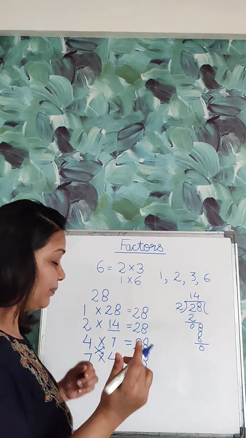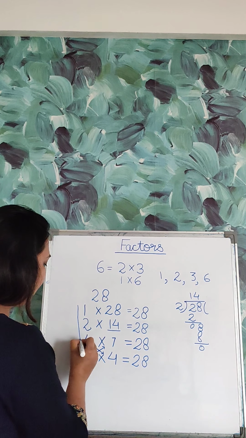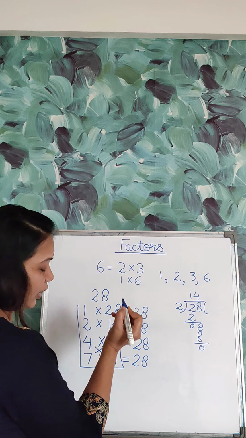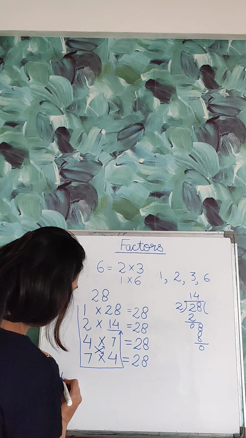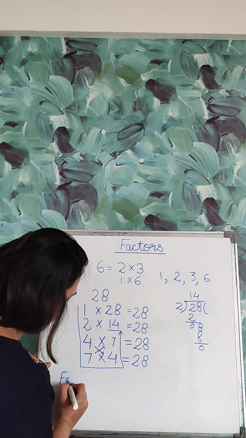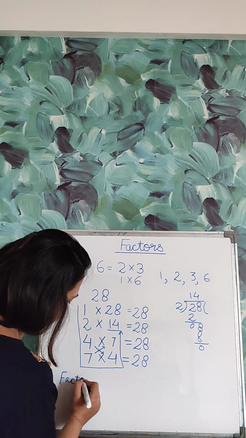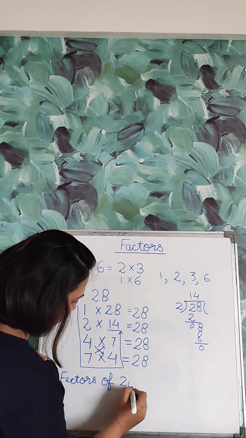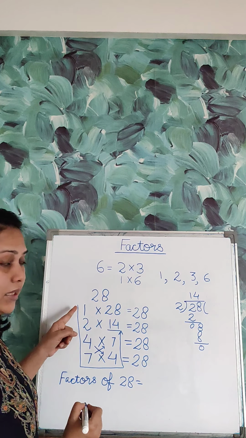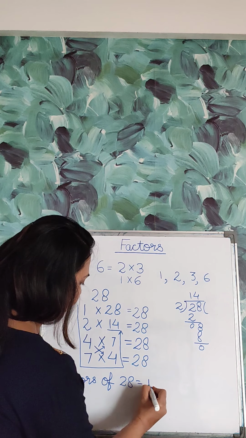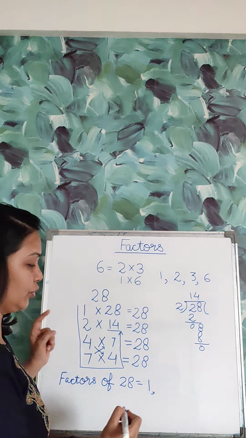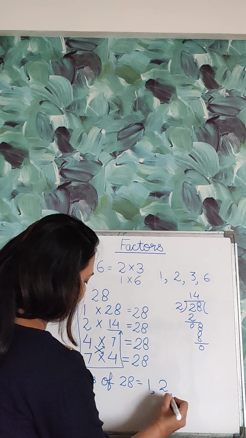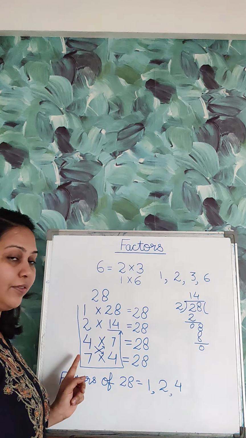How will we write them? We will start from here, take a U-turn like this and move upward. So let us write it. Factors of 28. The first one is 1. Then we have 2. Then we have 4. Then we have 7.